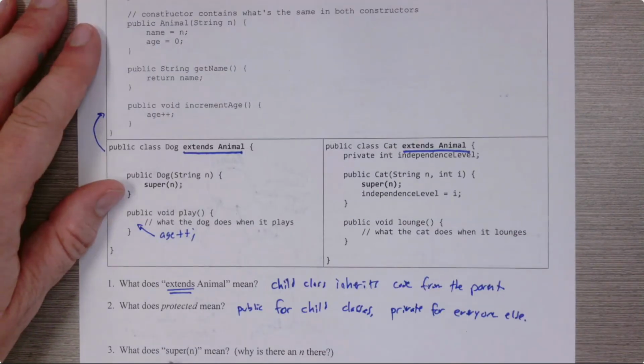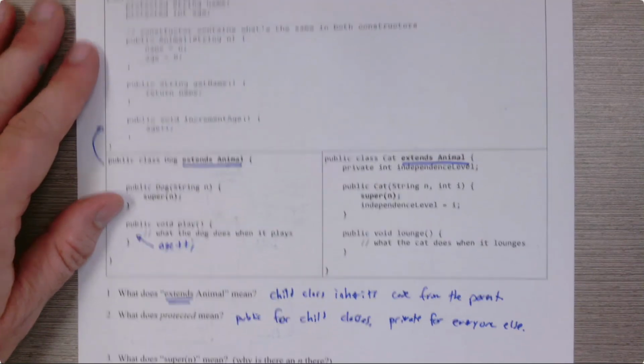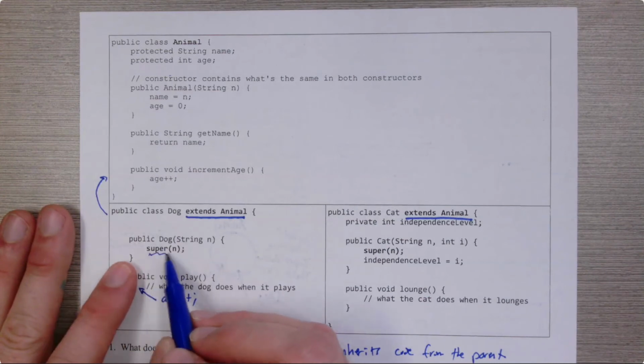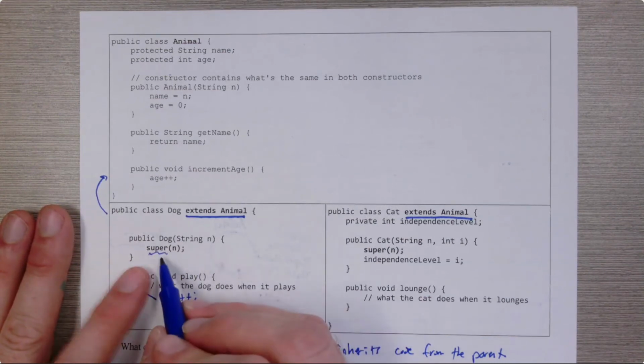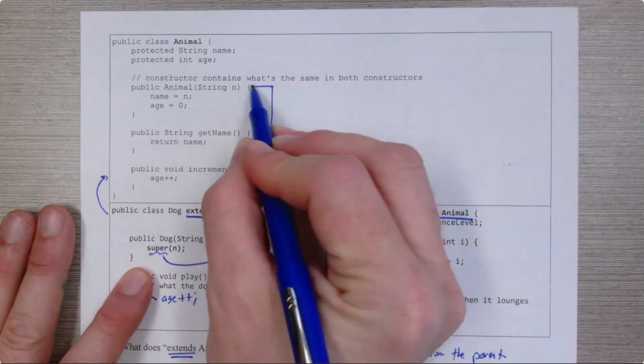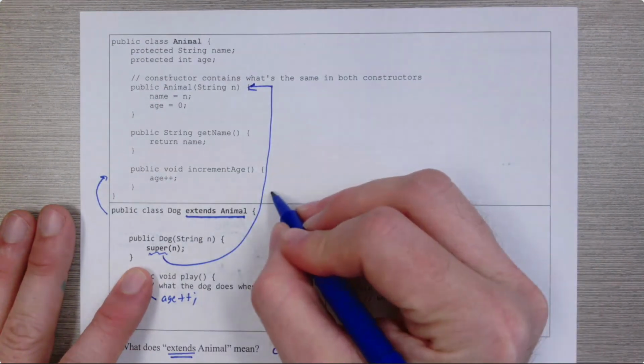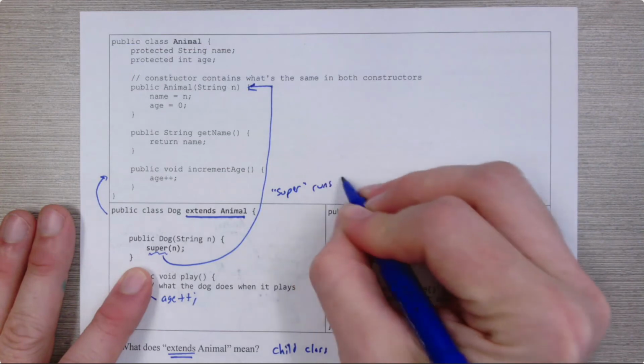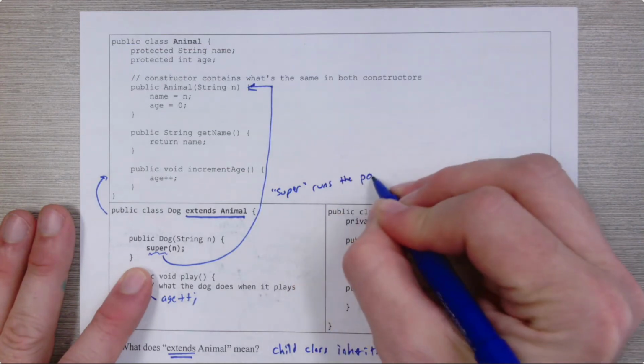Okay, so what is this super n about? The keyword super means run the parent constructor. So you can go ahead and annotate your own page here. So super is going to run the animal constructor. And let's just write that. Super runs the parent constructor, whatever it's called.